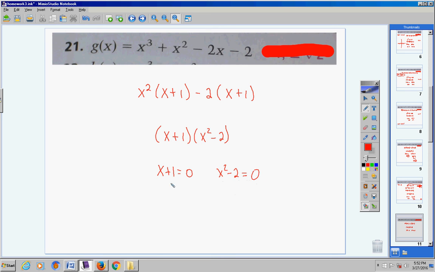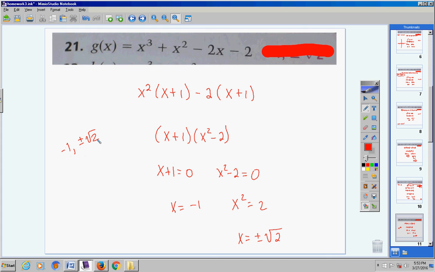There we go. Bring the 1 over and make it negative. Here, bring the 2 over and make it a positive 2. Now take the square root of both sides, and we're just going to leave it in radical form. The square root of 2 is the square root of 2. Don't forget your plus minus in front of the radical. We know we're done because there's nothing else left to break down, so my zeros are negative 1, comma, positive negative square root of 2.